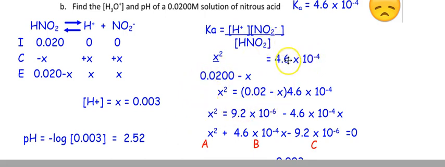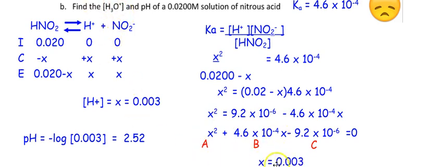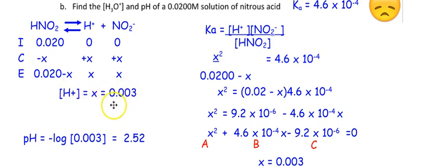I multiplied both sides by 0.02 minus x. I distributed. Notice that my exponents are a little bit different. And so then I added 4.6 times 10 to the negative fourth x to the left-hand side. I subtracted 9.2 times 10 to the negative sixth from the left-hand side. So here again, here's my a, b, and my c. And I got x is 0.003 when I'm all done. So I went back here again and said that's what my x value is. I found the pH is the negative log of 0.003, so I got a pH of 2.52.